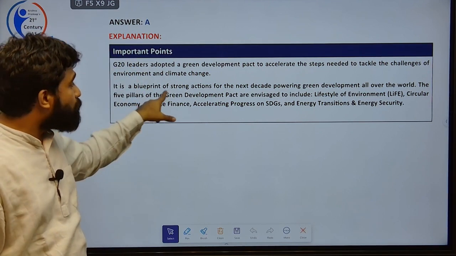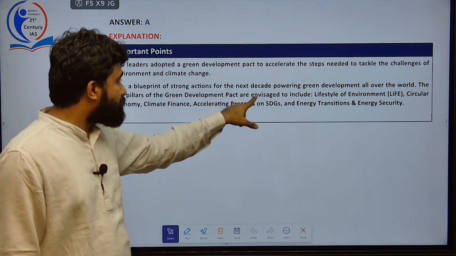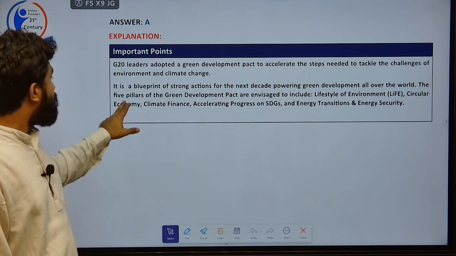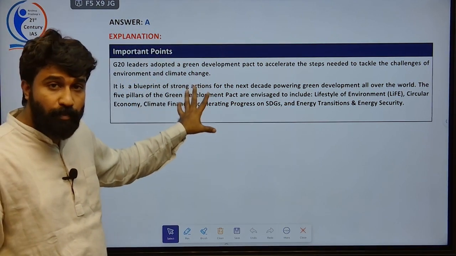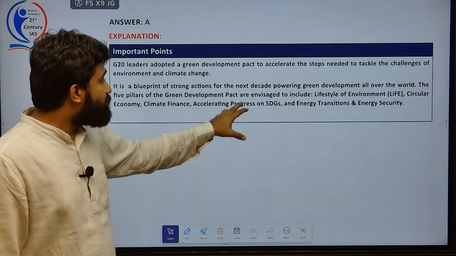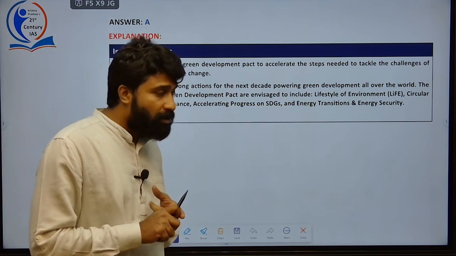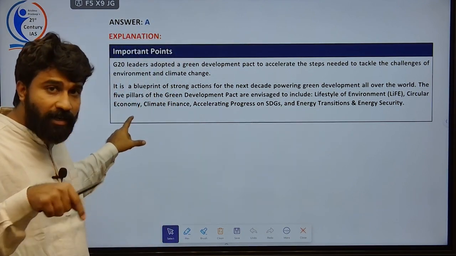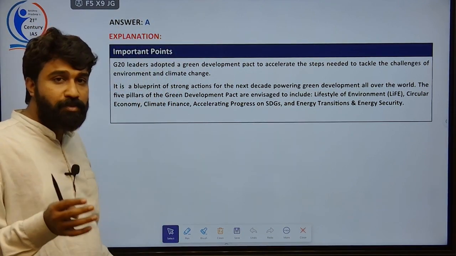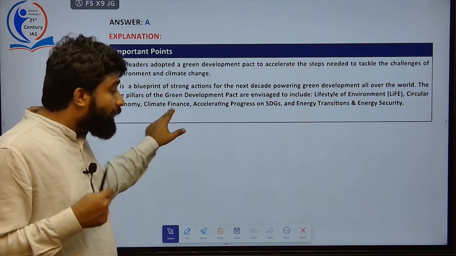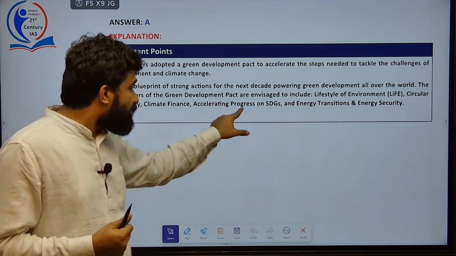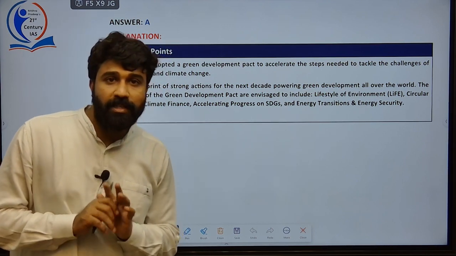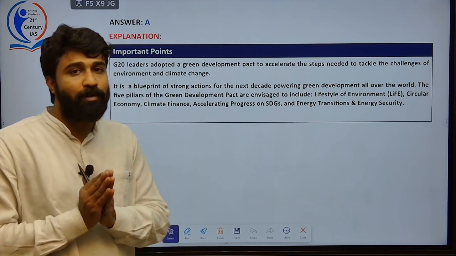Next, it is a blueprint with strong action for the next 1 decade, powering green development all over the world. It has 5 pillars. The Green Development Pact is envisioned to include lifestyle for environment, circular economy, that means reuse and recycling, and next climate financing, accelerating progress on sustainable development goals, and energy transition and energy security. These are the 5 pillars of this Green Development Pact.